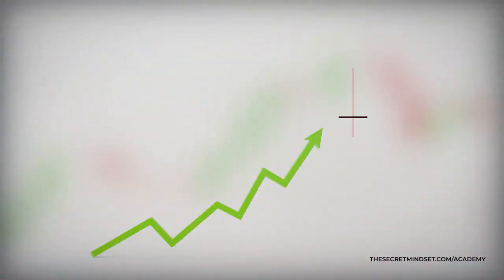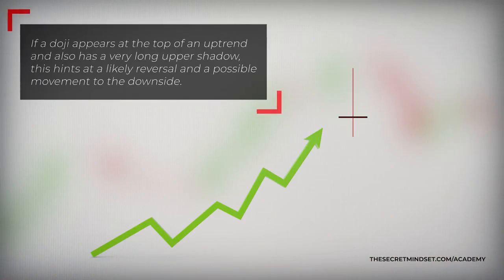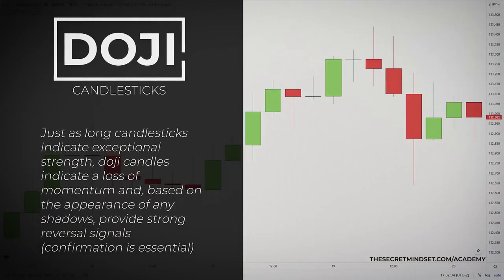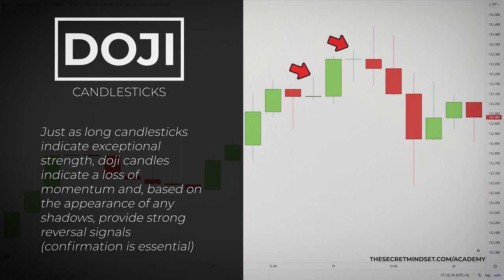If a doji appears at the top of an uptrend and also has a very long upper shadow, the same failed attempt is shown, this time among buyers. This foreshadows a likely reversal and a possible down movement. However, just as long candlesticks indicate exceptional strength, doji candles indicate the loss of momentum, and based on the appearance of any shadows, provide strong reversal signals. Confirmation is essential in this case, but we'll talk about confirmation later in the video.